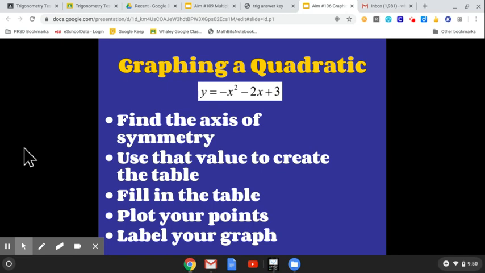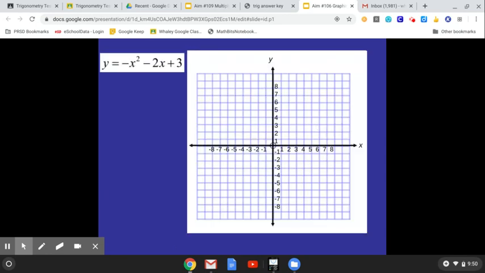So we'll find the axis of symmetry first. We'll use that axis of symmetry. We'll go to the table on our calculator to then find values that we can plot. We'll copy the table onto some paper for ourselves, and then we'll graph it. All right. With that in mind, let's see how this is going to look.